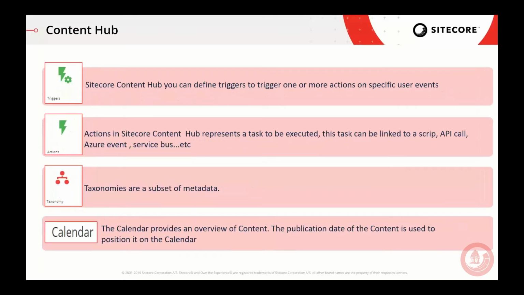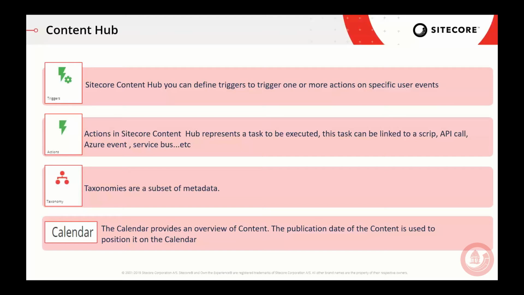Now, a few more terms like triggers. Triggers in Content Hub, it's like a tongue twister. Triggers are defined to trigger one or more actions. Actions in Content Hub are basically the tasks that need to be performed when a particular condition is met. We have manual triggers as well. We have automated triggers, which can be run through the process. The action I will be using today is the Azure Service Bus action, but it also comes with an API call, an Azure Event option, and of course you can create your own scripts and make them run through actions.